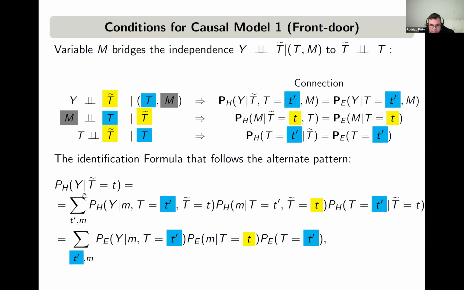Why? Because I can do a factorization of Y conditional on T tilde, and I'm simply going to do the summation of the probability of Y, conditional on M, T and T tilde. Then the probability of M, conditional on T and T tilde. Then the probability of T and T tilde. These are all probabilities in the hypothetical model, but I can use the equations that link the hypothetical with the empirical model to equate them all to probabilities in the empirical model. And whenever I can do this, I have an identification, because I can express a causal parameter, that's Y conditional on T tilde, as a summation of the multiplication of probabilities that are all in the empirical model. So that's the identification structure that is used.